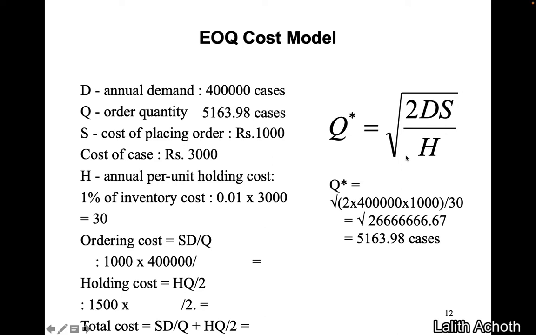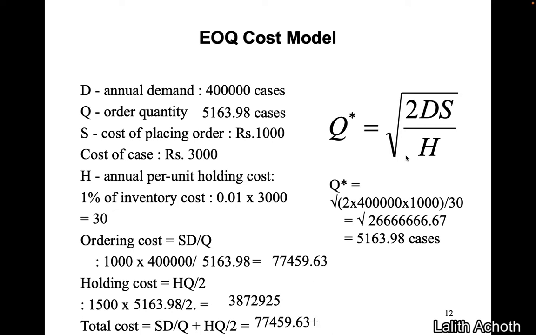So now I will substitute that over there and then over here, and I'll get the cost as 77,459.63, which will be my ordering cost. My holding cost will be 3,72,952 and my total cost will be the sum of these two, which is 3,50,000. So any increase or decrease below this level or above this level will only increase your inventory cost, add to the cost, and therefore get subtracted from your profit.